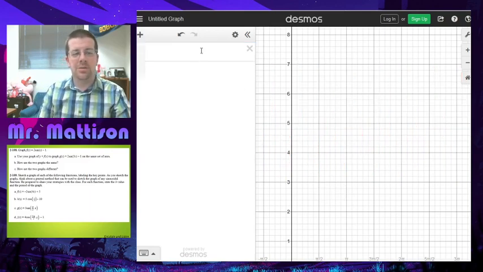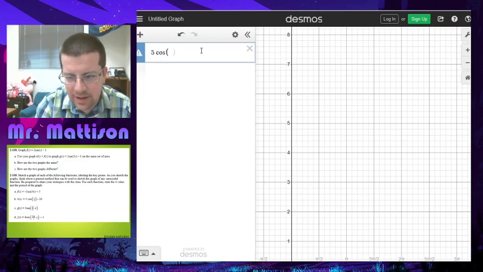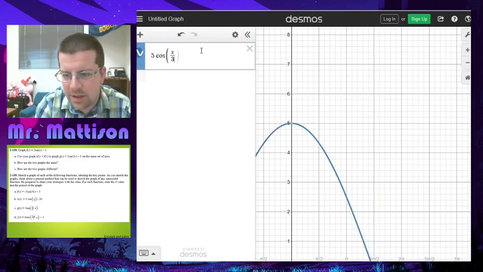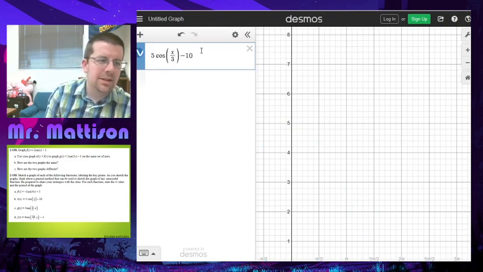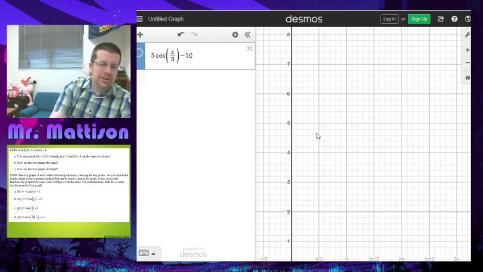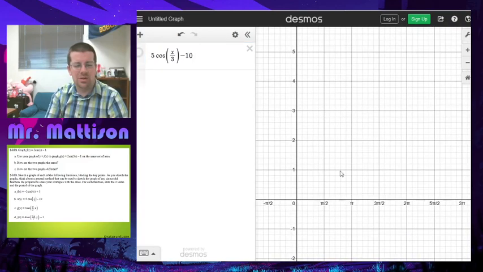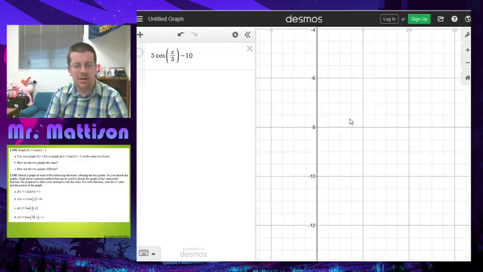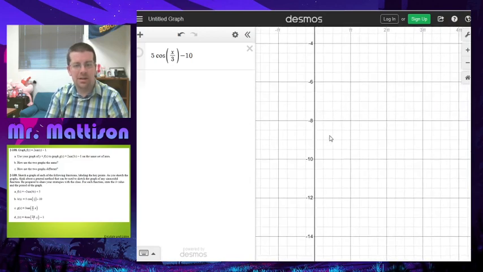All right, the next one that we're looking at is 5 times the cosine of x over 3 minus 10. So this one's a little bit different. Okay, so let's talk about what we know right off the bat. The amplitude is going to be 5. Awesome. We're also shifted down 10, so we should see it way down here, centered at -10. But my amplitude's 5, so it should go all the way up to -5 and down to -15.